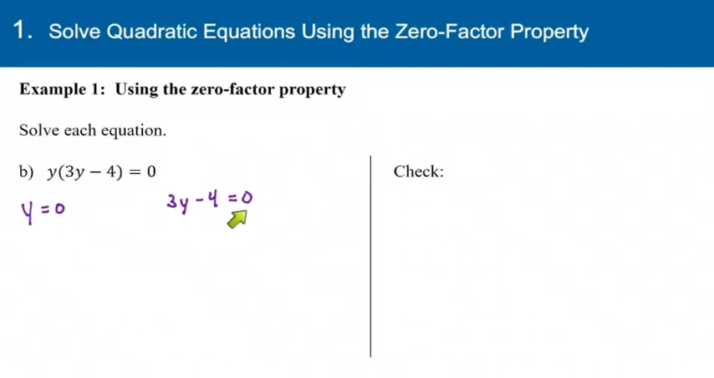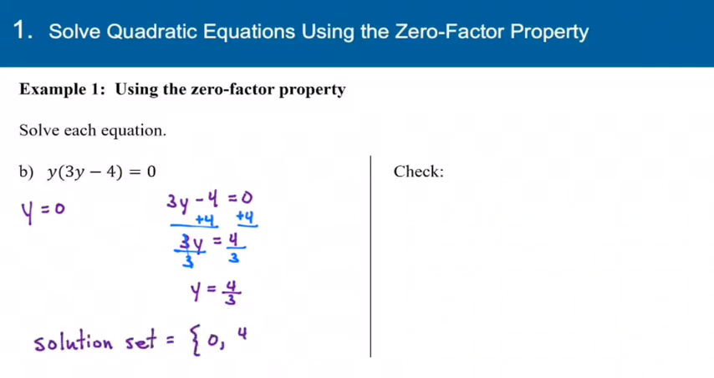But if 3y minus 4 equals 0, then we add 4 to both sides. We have 3y equals 4 and divide both sides by 3. And we find out y would be 4/3. So the solution set is 0 and 4/3. Now let's check both of these.